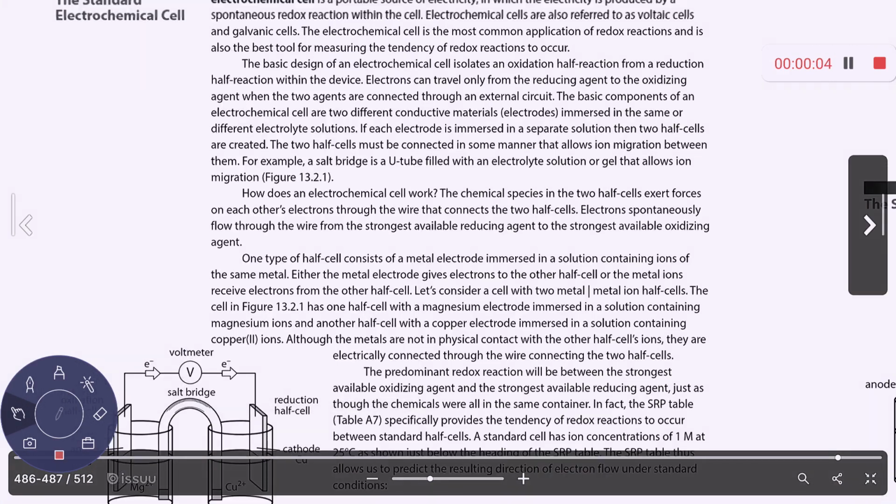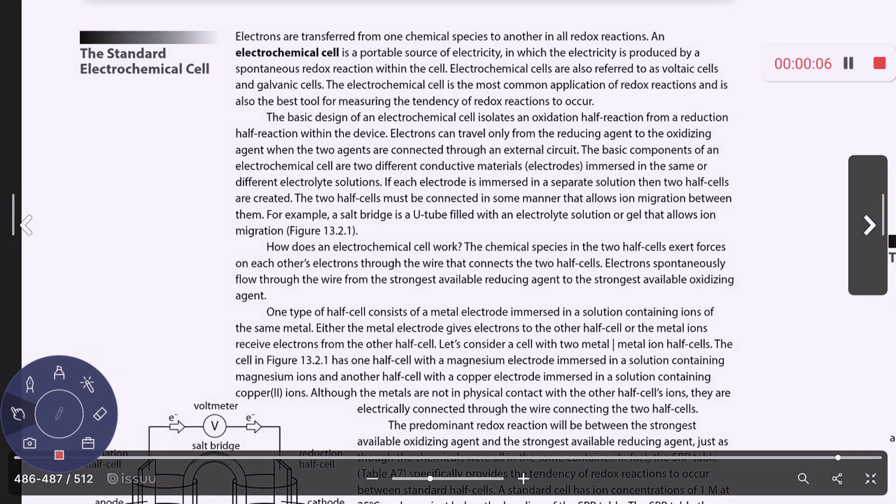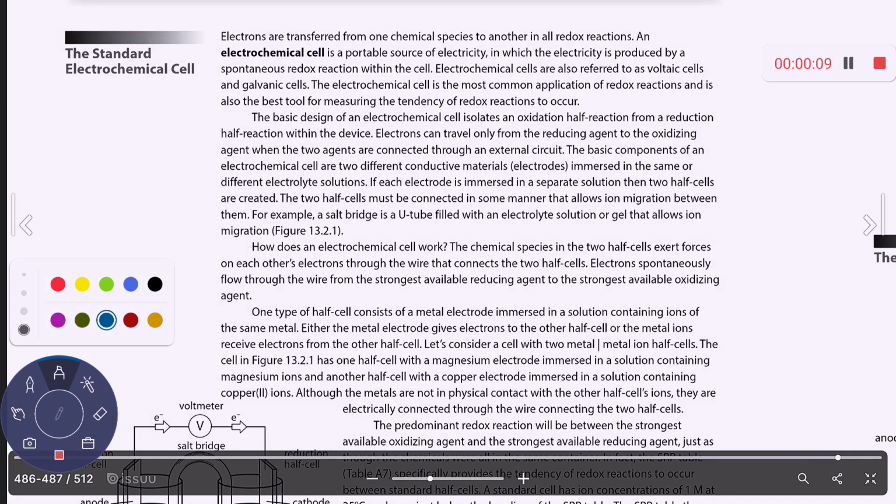Okay, so we're on section 13.2. We learned in the last section that electrons can be transferred from one reactant to another in oxidation reduction reactions. And electrochemical cells use a spontaneous redox reaction to generate electricity. So these are portable sources of electricity that are produced by spontaneous redox reactions.